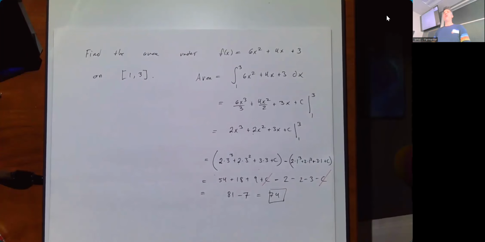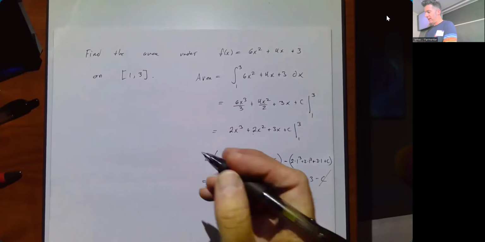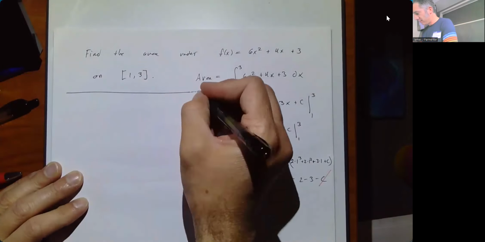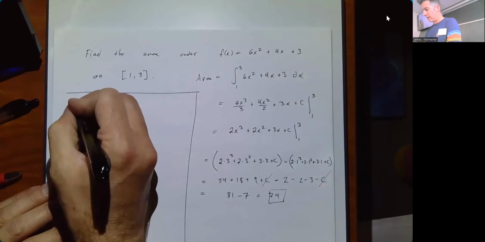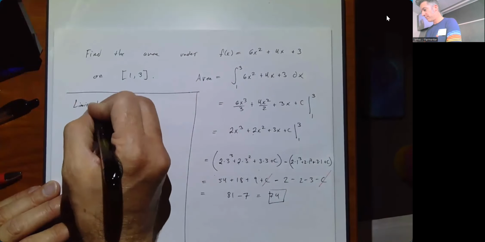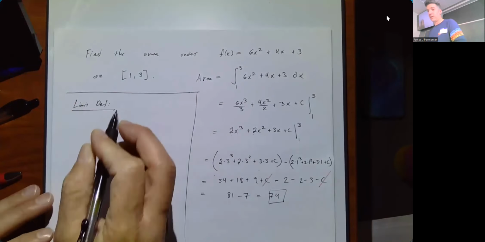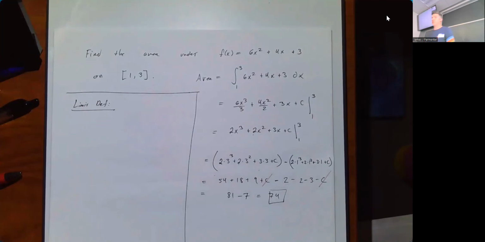Time for the long way. So using the limit definition. And definitely stop me if you have questions or interject. Be like, hey, James, I have a question about that. You're doing something weird.